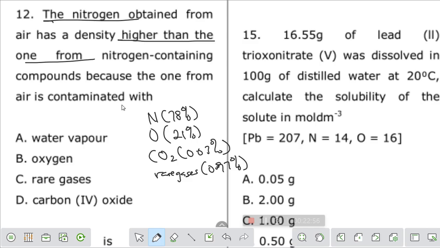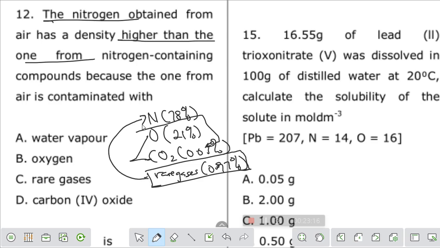So now this is what they do in fractional distillation when you are obtaining nitrogen from air. Oxygen and carbon dioxide will be removed, but these rare gases, you cannot remove them. So it means these rare gases will remain with the nitrogen. When you obtain the nitrogen from the air, you are able to remove only oxygen and carbon dioxide, so this nitrogen will be contaminated with these rare gases. The one you obtain from a compound will be more pure than the one you obtain from the air.